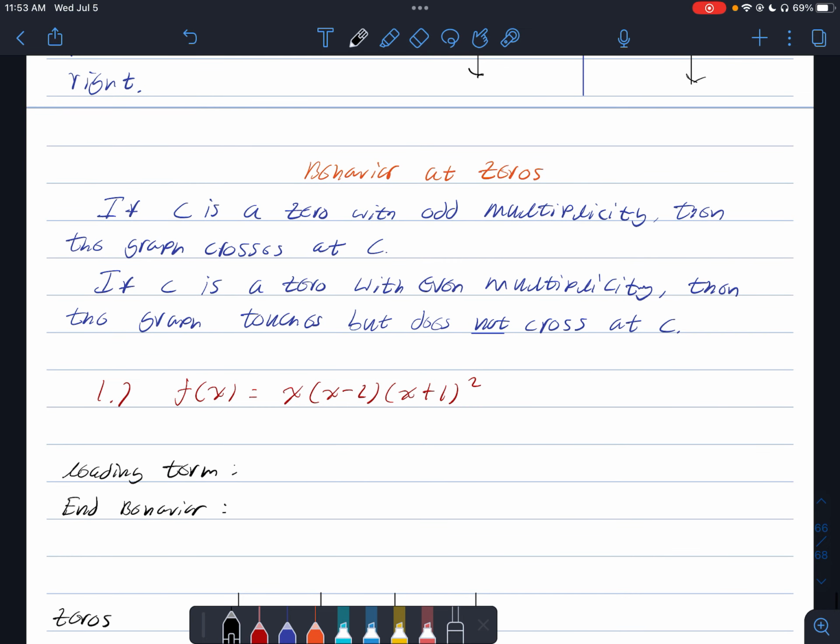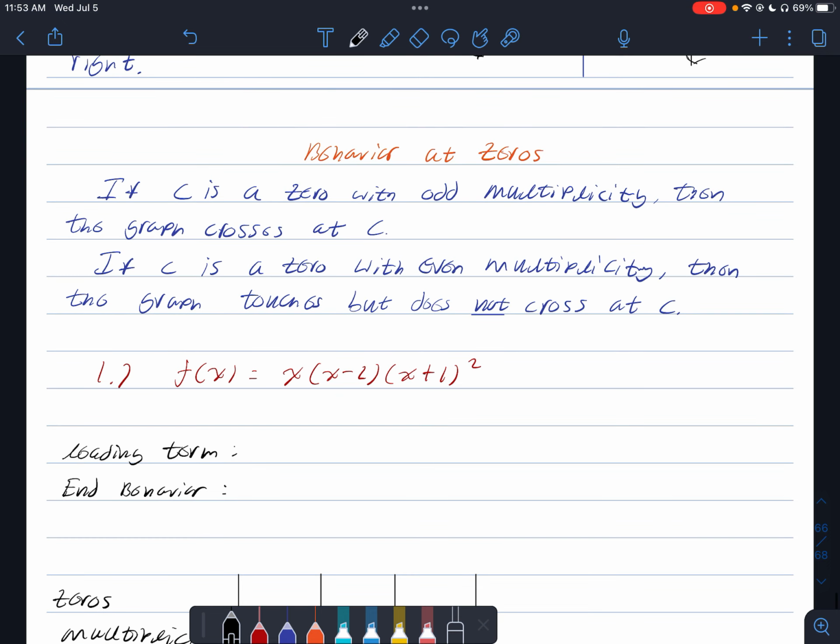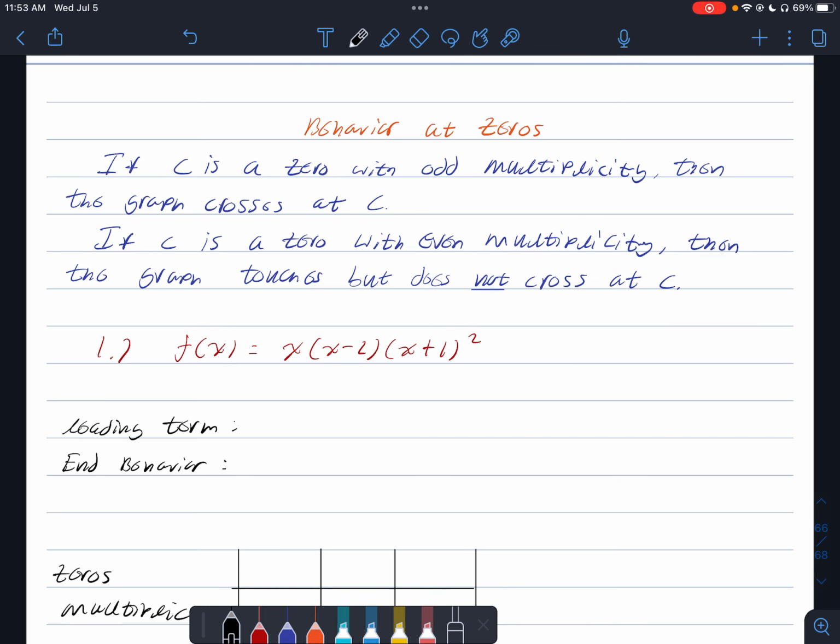All right, so now we can examine the behavior of a graph at the zeros. If you're given a function where it's relatively easy for you to find the zeros, this is a pretty simple task. If c is a zero with odd multiplicity, which remember we talked about in a previous video, then the graph crosses the x-axis at c.